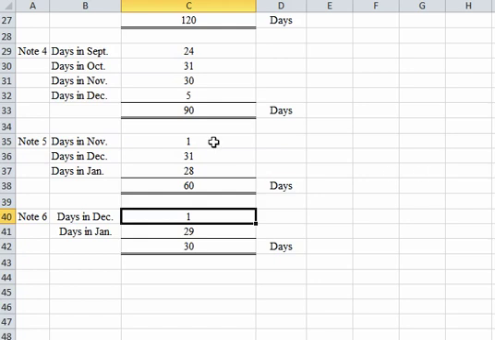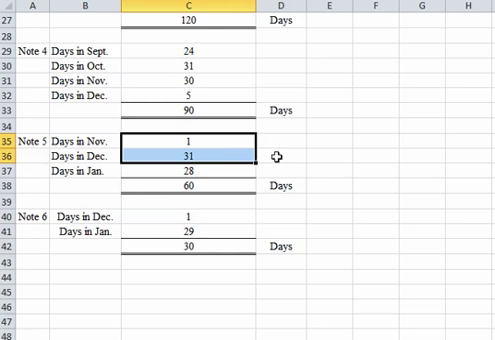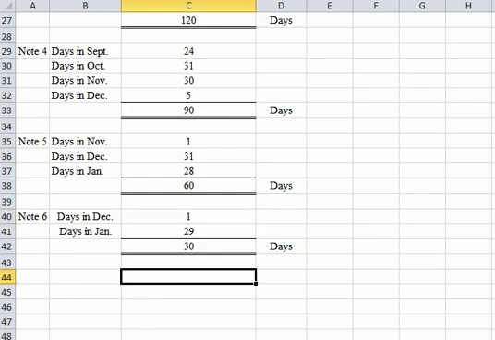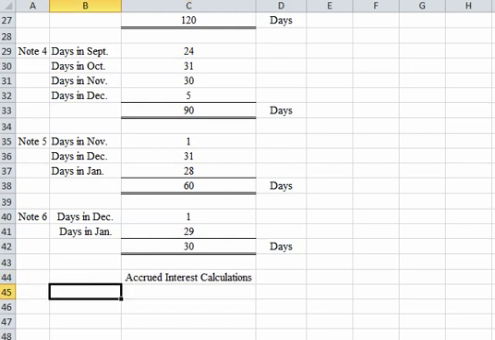So what we need to do is calculate how much interest was earned in year 1 on note 5 and how much interest was earned in year 1 on note 6. So I'm going to call these accrued interest calculations. And accrued just means built up.